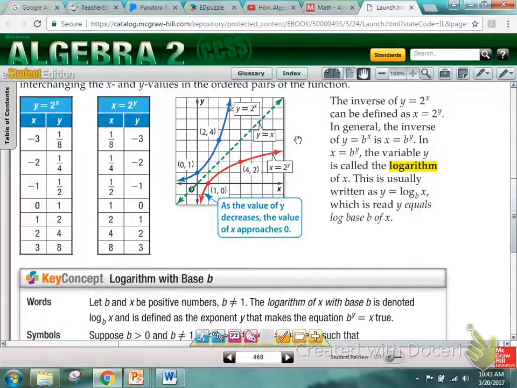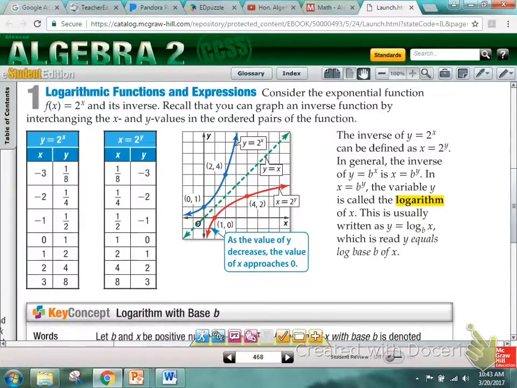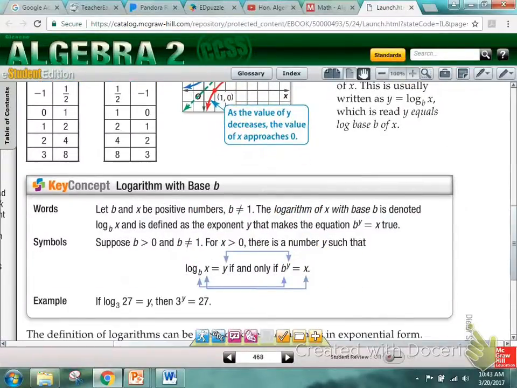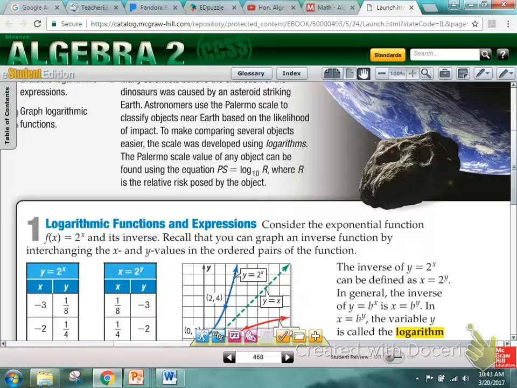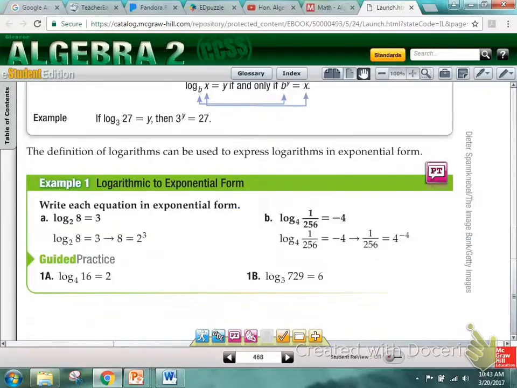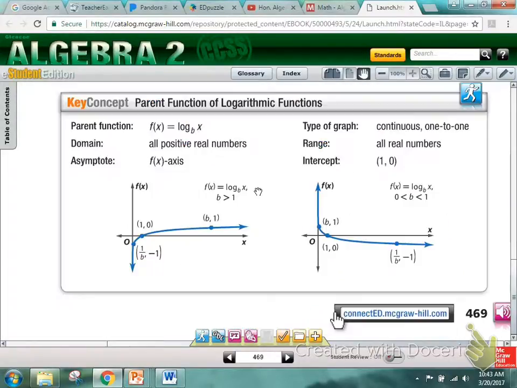Okay, that's the graph of a logarithmic function. If you graph it, that's the parent graph of it. This will be the only time we ever talk about it. Now, if you look closely, anybody know what a domain is? We used to find domain and range.